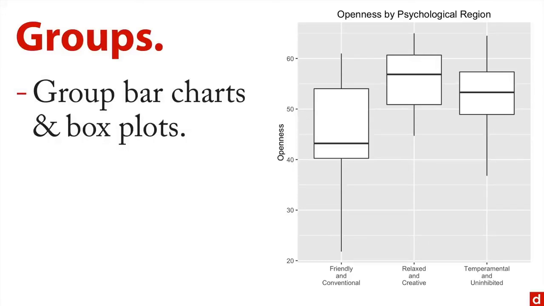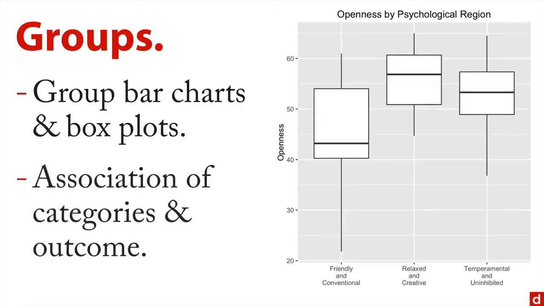I have my 3 psychological regions of the United States, and I'm showing how they rank on openness. That's a psychological characteristic. And what you can see is that the relaxed and creative are highest and the friendly and conventional tend to go to the lowest. And that's kind of how that works. It's also a good way of seeing the association between a categorical variable like region of the United States psychologically and a quantitative outcome, which is what we have here with openness.